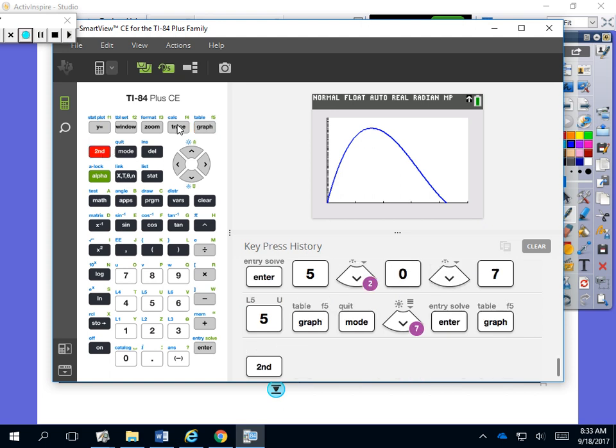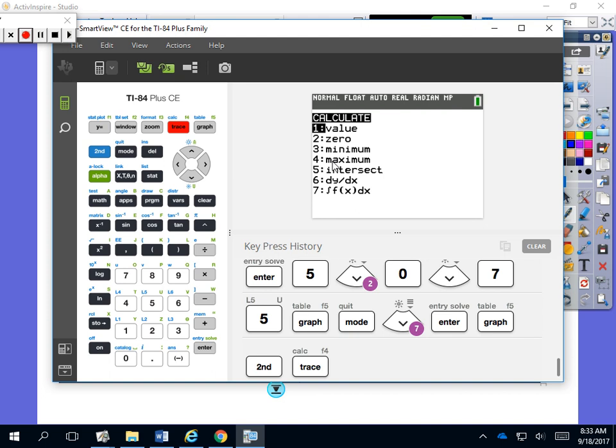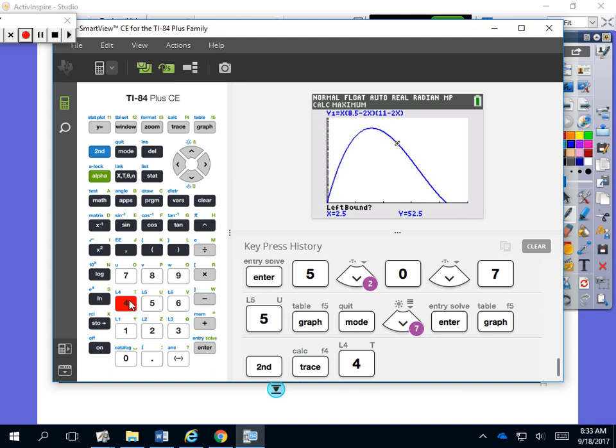You hit second trace, and we want maximum because we're looking for that maximum. Now here's what you need to do to set the bounds. There's going to be a left bound and a right bound. We want to set a bound to the left of this point and to the right of this point, and we're basing that on the x values. You can either put in a number there, or I'm just going to use the cursor to move that spider to the left. It doesn't have to be very far, as long as it's to the left of that point. The calculator puts a bound to the left, and you do the same thing to get it to the right.